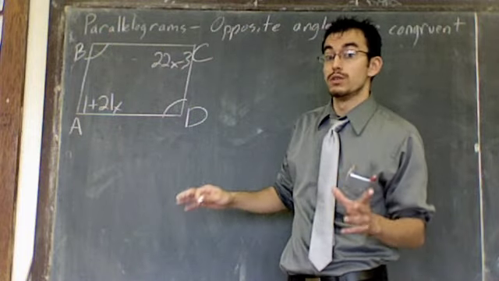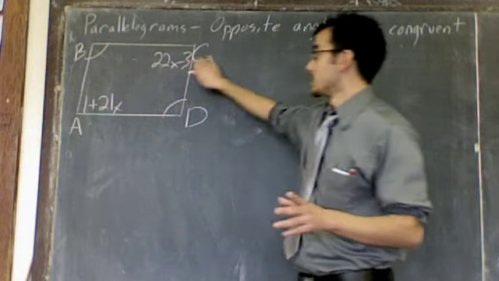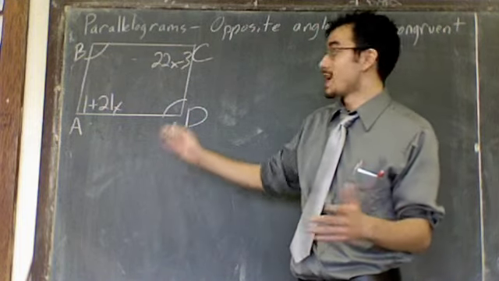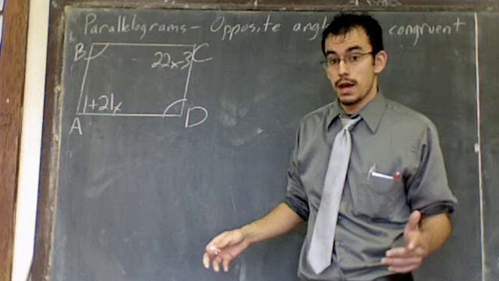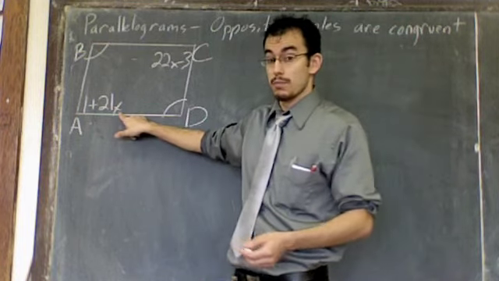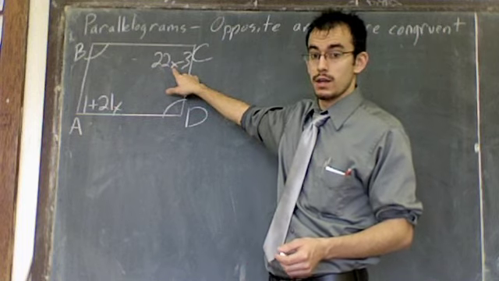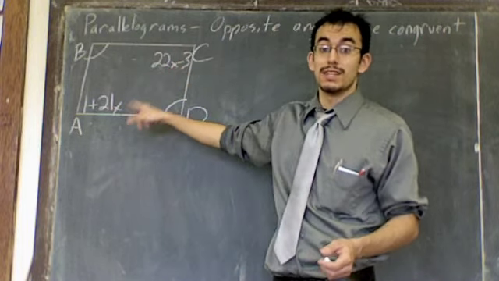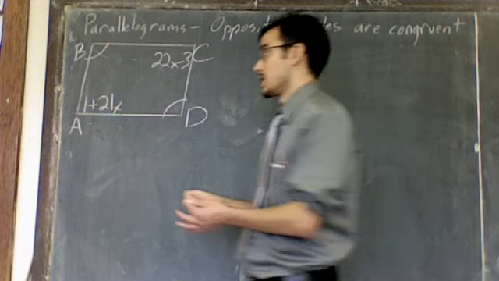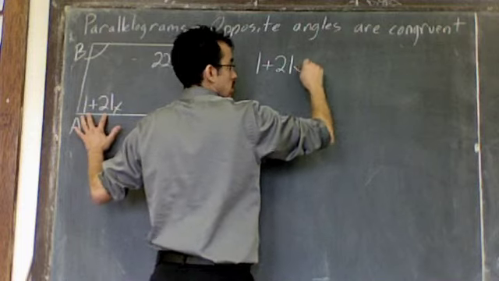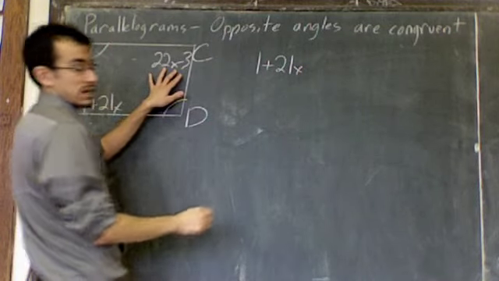So let's work with what we have. We know that A is congruent to C. Another word for congruent is equal. So what I'm going to do with A and C is, since they are the same, I'm going to set them equal. Because what I'm looking for is the number that I can put in here for X and here that will make these two expressions be the exact same number. So let's set these equal and find out what X is. So I'm going to say 1 plus 21X equals 22X minus 3.